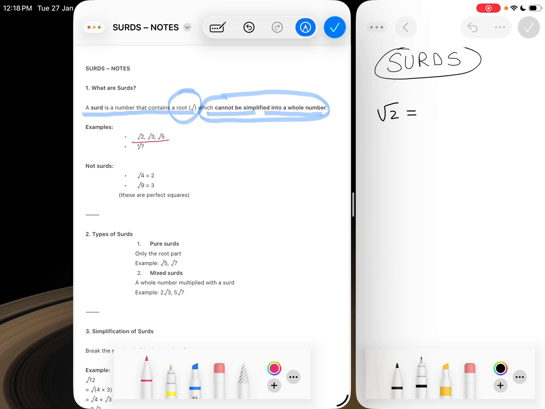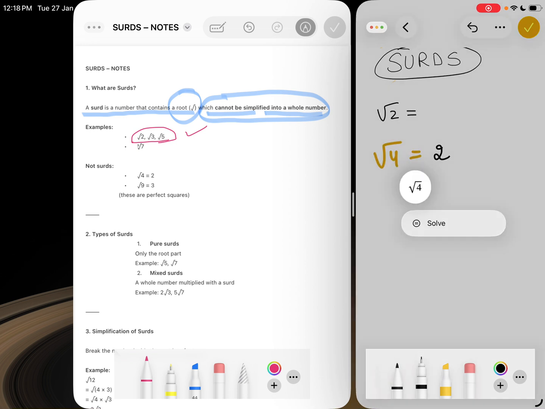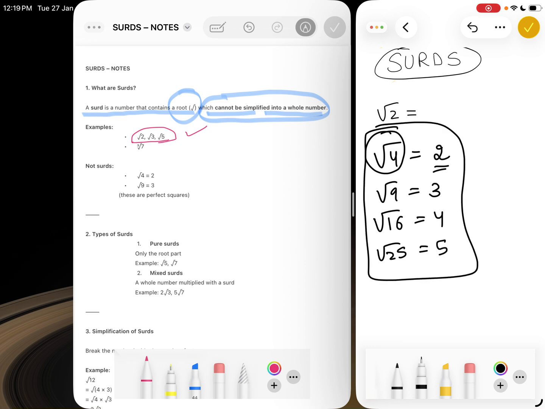Then root 2, root 3, root 5, all these are what? All these are surds. But if I say root 4 is equal to 2, correct? Okay, because 2 into 2 is 4. So if I say square root of 4 is 2, square root of 9 is 3, square root of 16 is 4, right? Then square root of 25 is 5. So all these are counted as surds? No, not at all. Why?